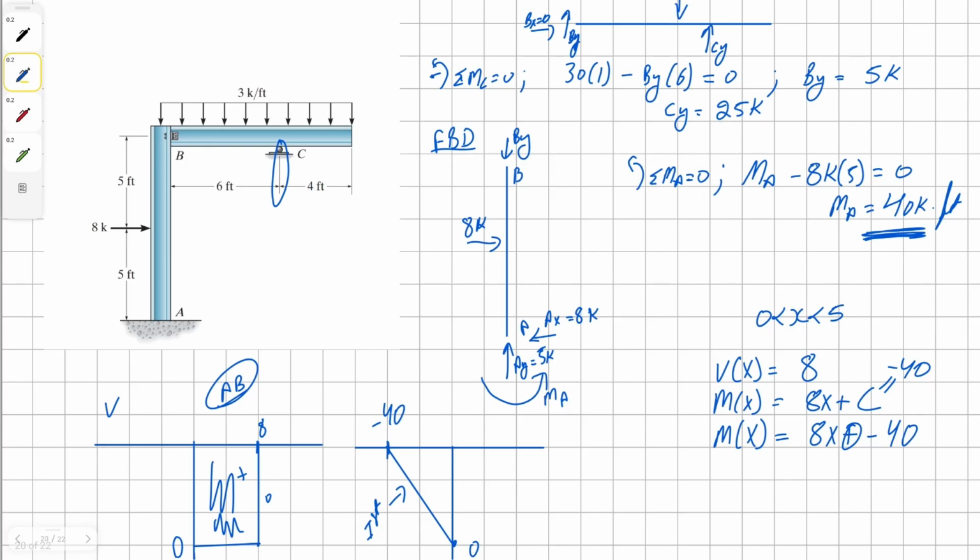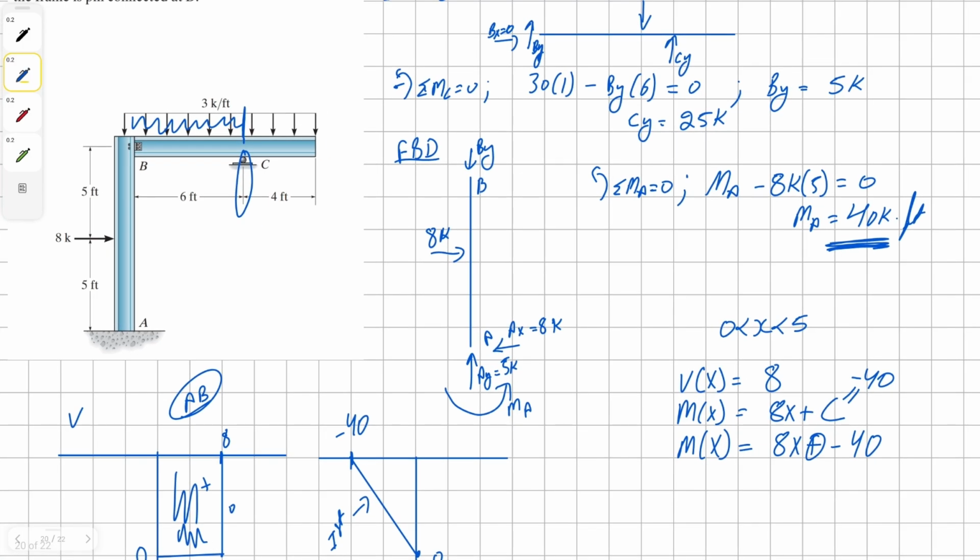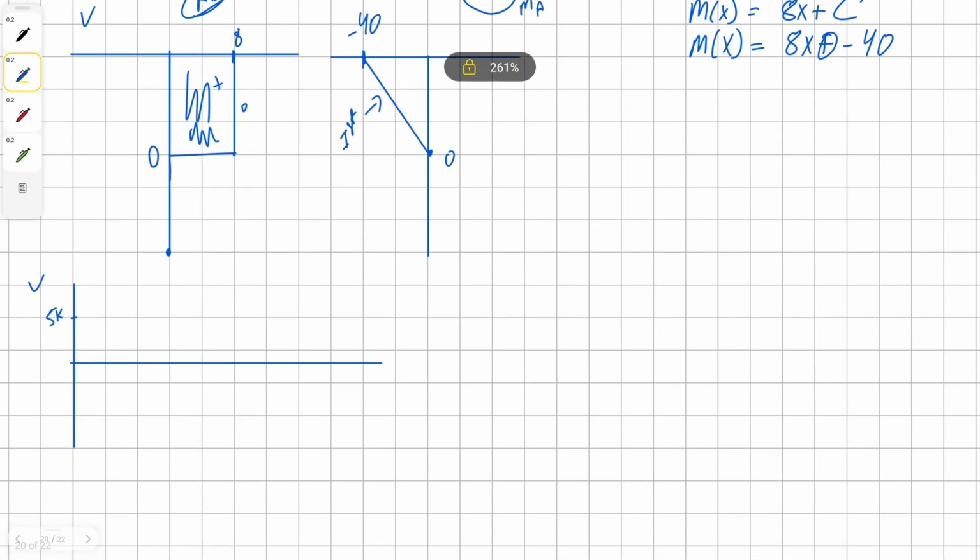Okay, so to determine, first of all, the effect of the uniform distributed load, we just have to do area of rectangle, which is 3 times 6, which is going to be 18. So 5 take away 18 is negative 13. So at the 5 feet mark, we're going to have negative 13 as our shear.